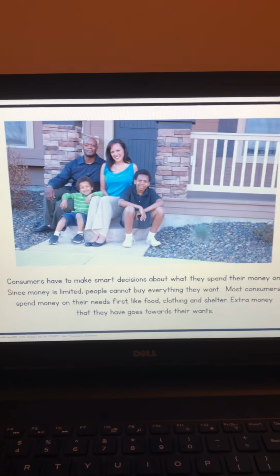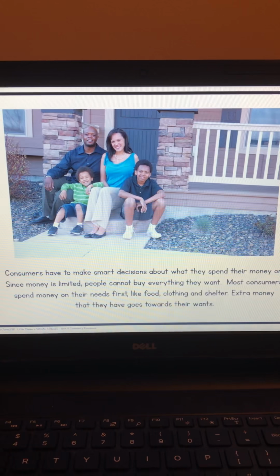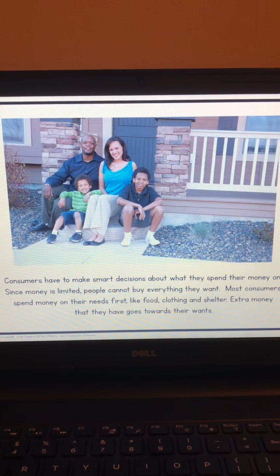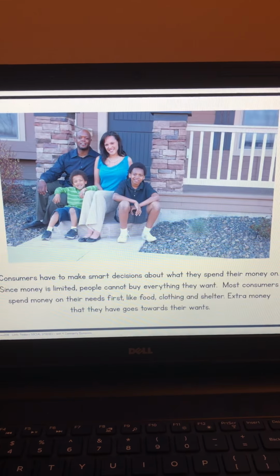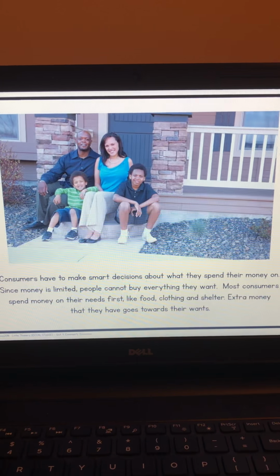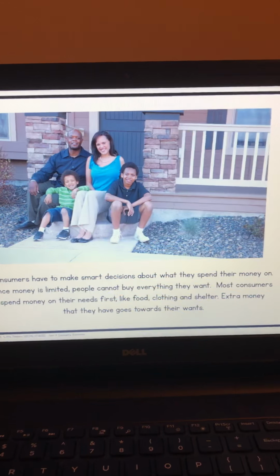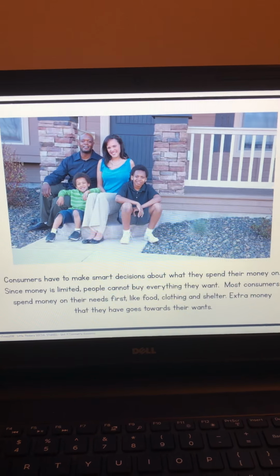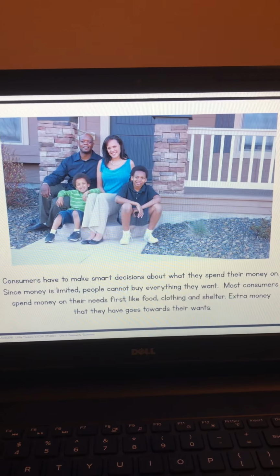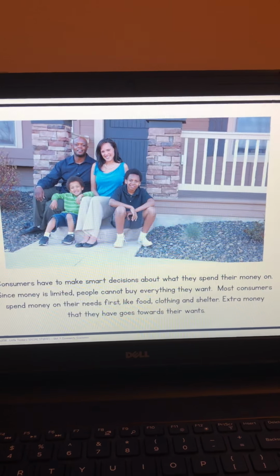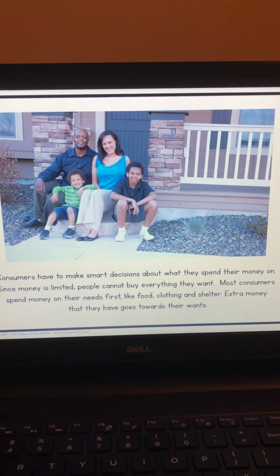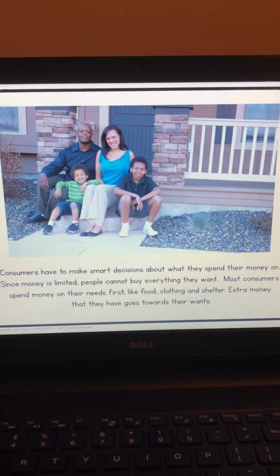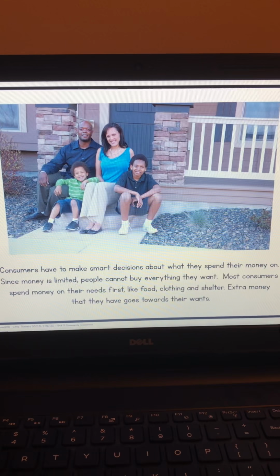Consumers have to make smart decisions about what they spend their money on. Since money is not unlimited, people cannot buy everything they want. Right? Let's go back to the $20 example. If you have $20, you can't buy a new house, a new car, new toys, new clothes. That's going to cost a lot more than $20. So you can only buy certain things with $20, and you have to choose what it is. And if you spend all that money on something that you don't really want or something that you don't even need, then you're not making a smart choice with your money. So that's what they're saying there.